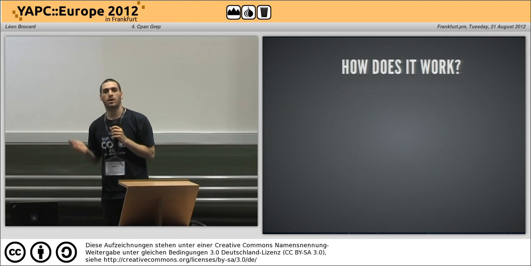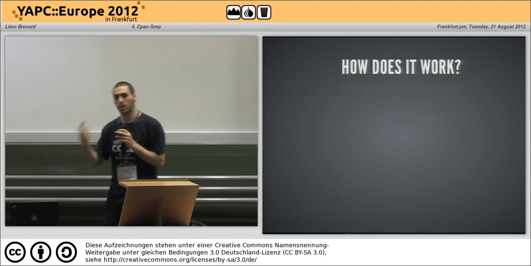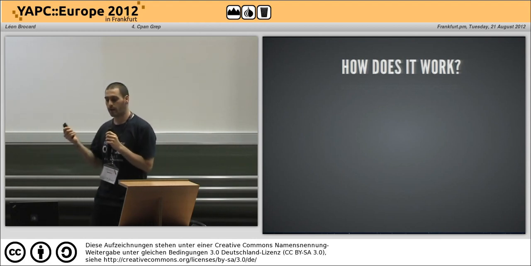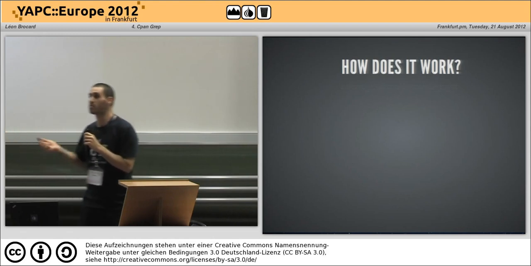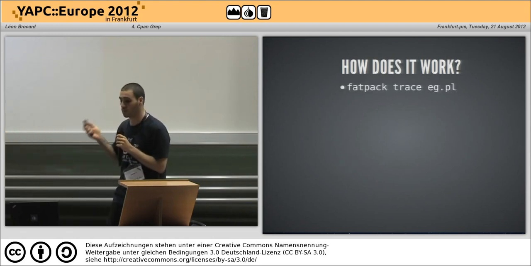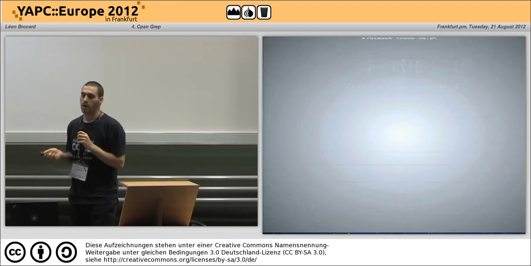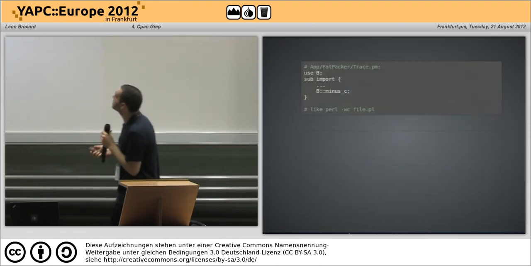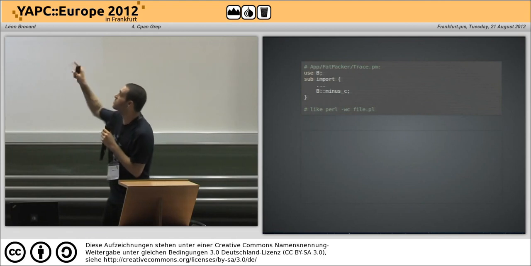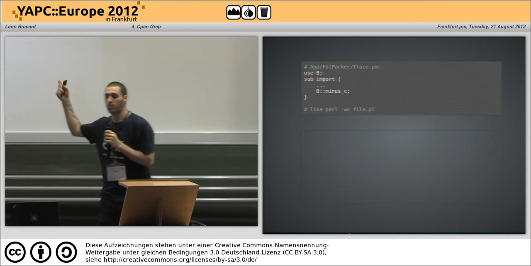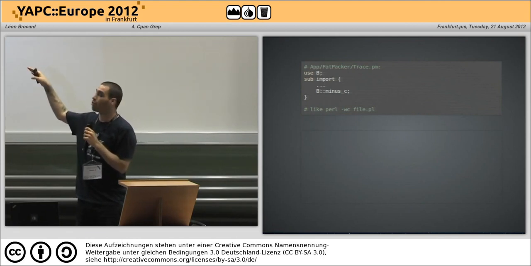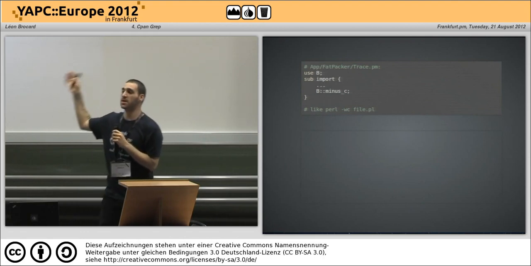The thing is, I really like FatPacker, and I was really interested in the way it works, and reading about it kind of blew my head up for a bit, but then I really thought that it would be something maybe other people would be interested in. First of all, you trace a script. It uses the tracer here, and the tracer uses B, which is the backend for the compiler, and the import function calls B -C.